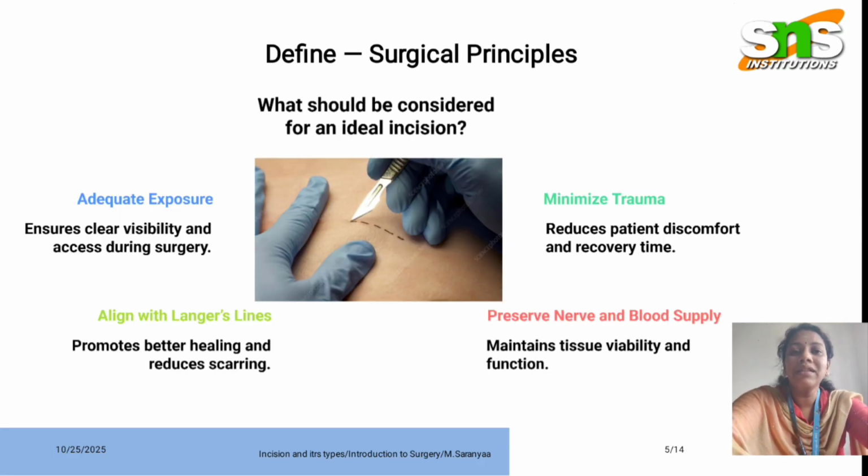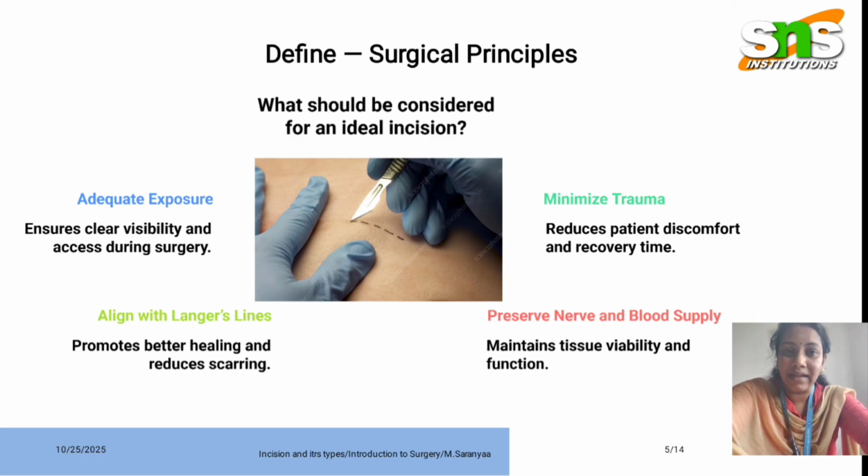What should be the defining principles of an incision? An ideal incision should give adequate exposure to the organs. I have to visualize the appendix well so that we are able to incise, cut it down and remove the affected appendix part easily. It ensures clear visibility and a good surgical procedure in a proper way.